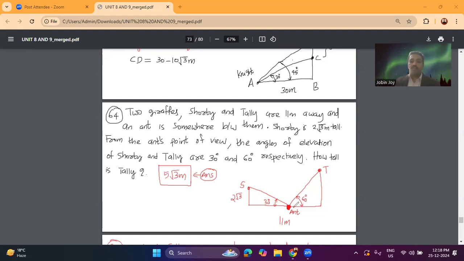From the ant's point of view, the angles of elevation of Shorty is 30 degrees and Tally is 60 degrees. So this angle is 30 degrees and this angle is 60 degrees. How tall is Tally? You have to find this height. Just apply sine, cos, or tan, whatever you feel is correct, then find the answer. So the final answer is 5 root 3 meters. The height of Tally is 5 root 3 meters. Next question.